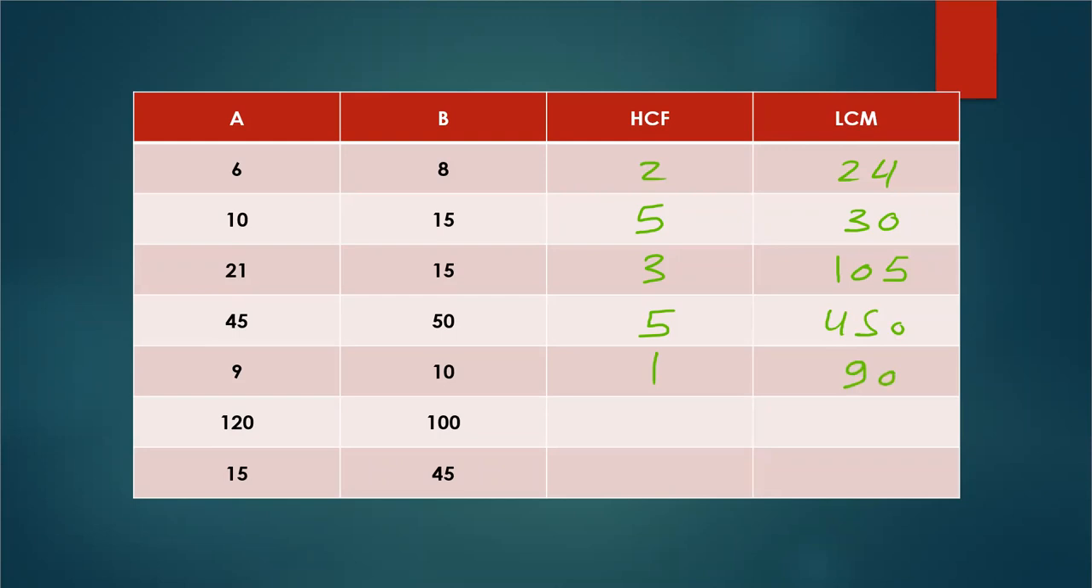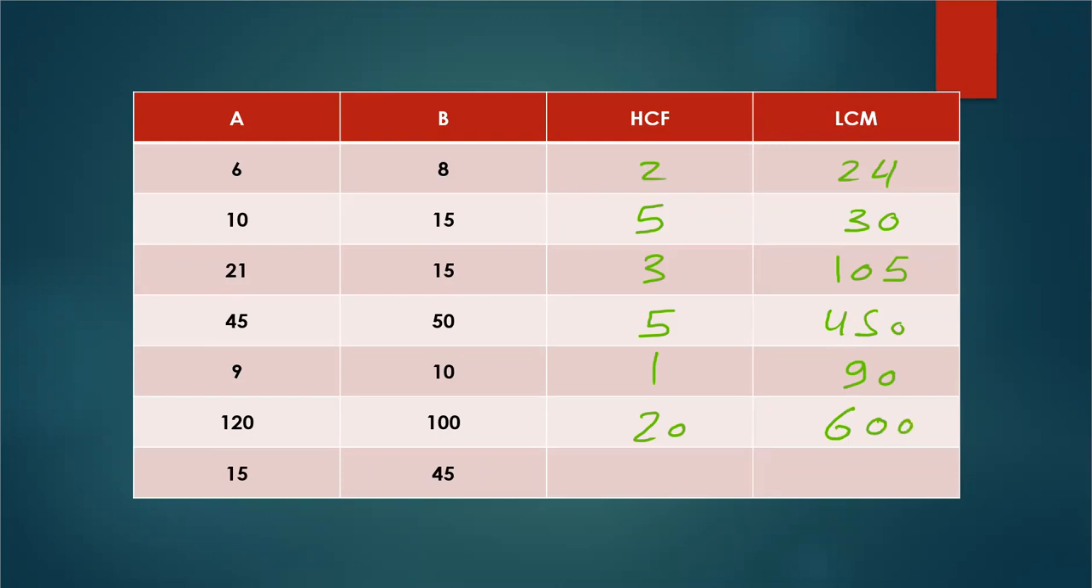120 and 100 have a common factor of the difference, 20, which works perfectly here. And then multiply both, divide by 20, so 100 divided by 20 is 5. 5 times 120 is 600.